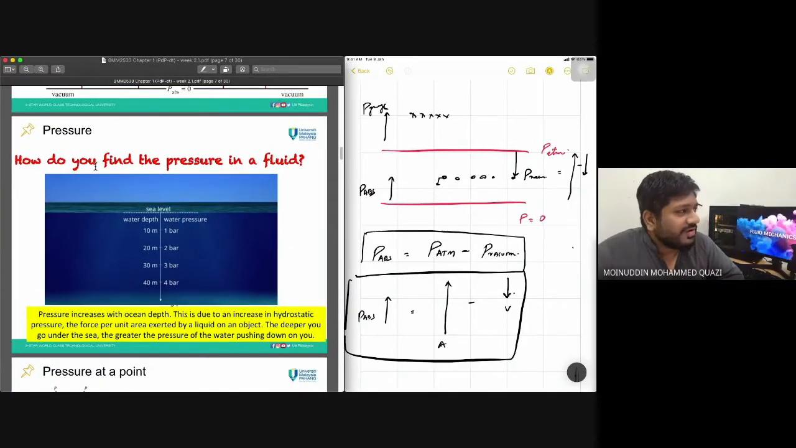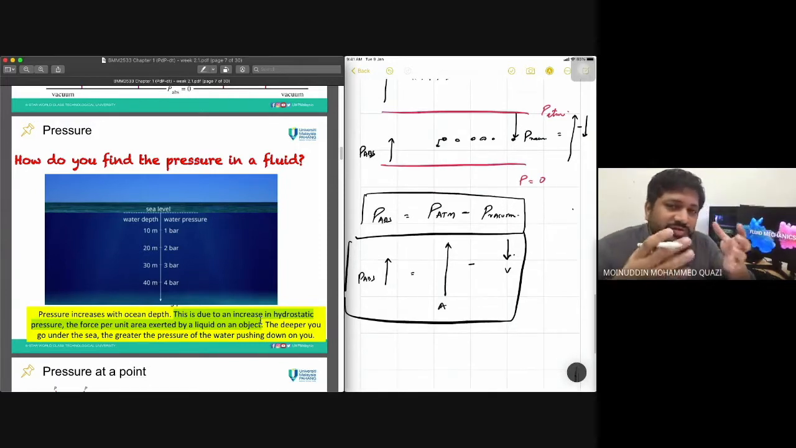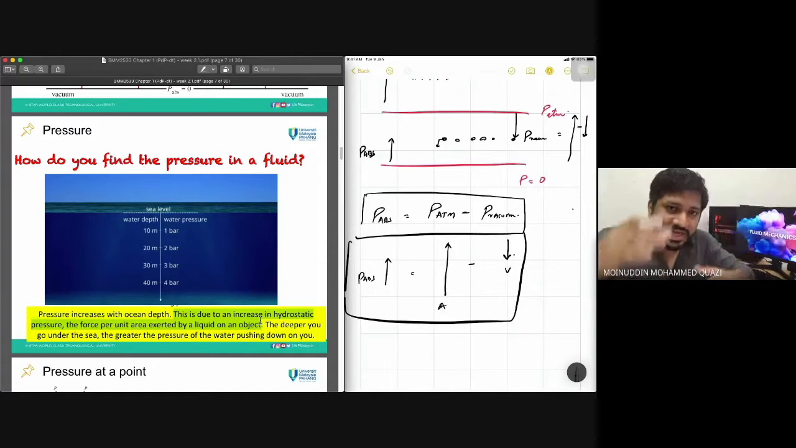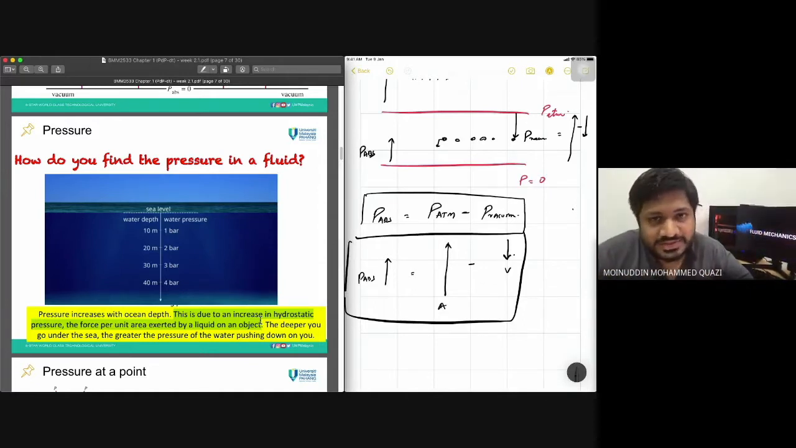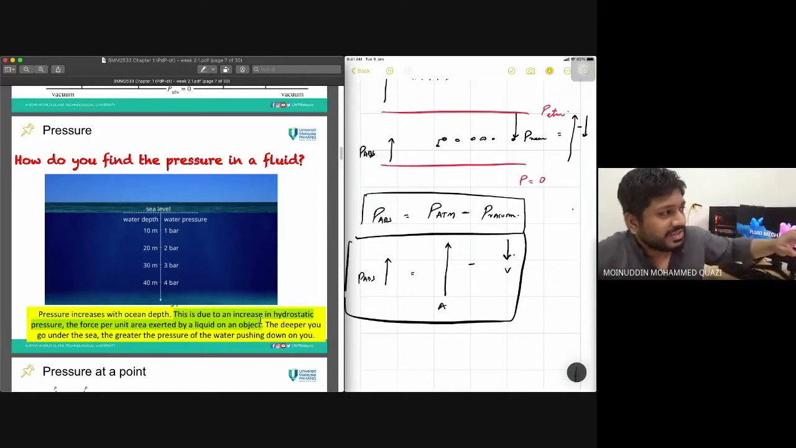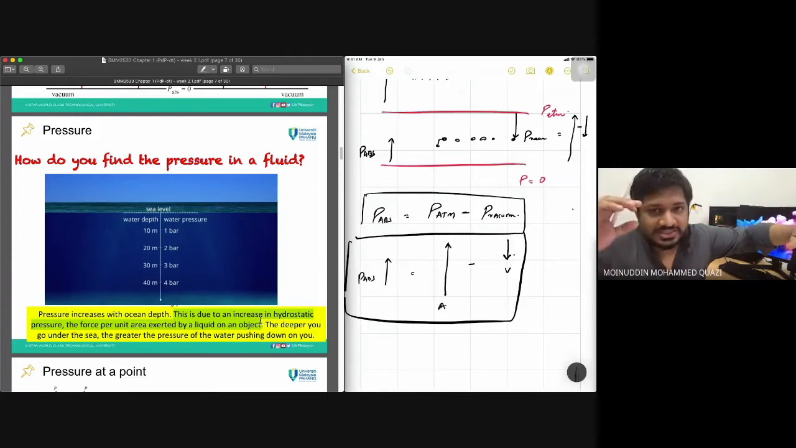Now, how do you find the pressure in a fluid? Pressure increases with ocean depth. Why does the pressure increase with depth? This is due to an increase in hydrostatic pressure, the force per unit area exerted by the liquid on an object. So the weight of a fluid is basically creating pressure, and the further we go down, the higher the weight of the fluid becomes. On the top surface, the amount of weight is less. Then as we move down, the amount of volume and weight both increase, and that is why the pressure increases as we go down.